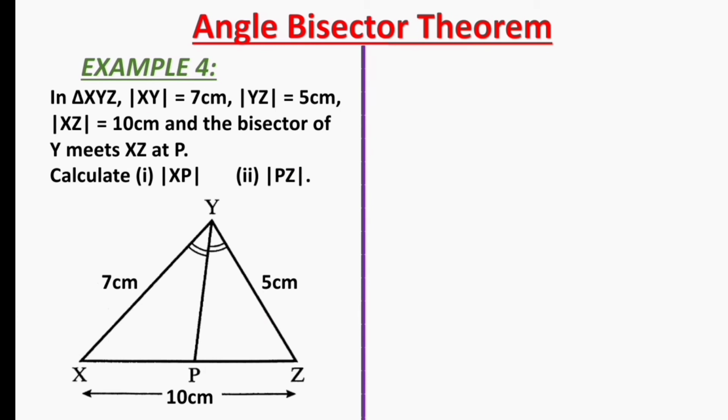Look at our fourth example, which tests the angle bisector theorem. Example 4. In triangle XYZ, the length from X to Y is 7 centimeters. The length from Y to Z is 5 centimeters. The length from X to Z is 10 centimeters. And the bisector of the angle Y meets XZ at P. Let's calculate Roman figure 1, the length from X to P, and Roman figure 2, the length from P to Z. The diagram for the question is shown below. Let's see the solution to example 4.